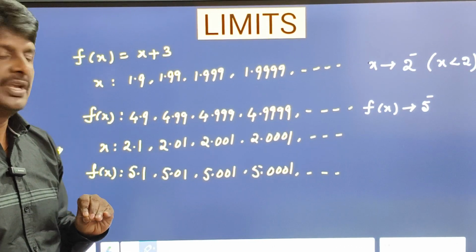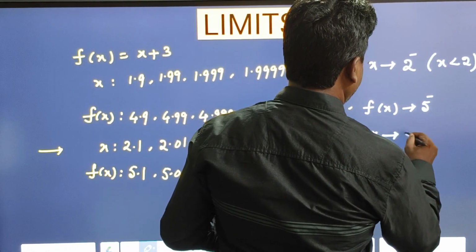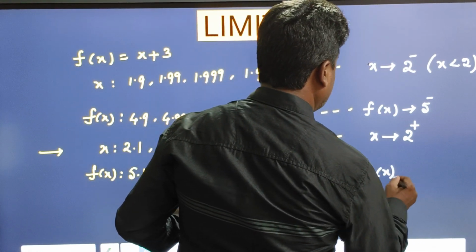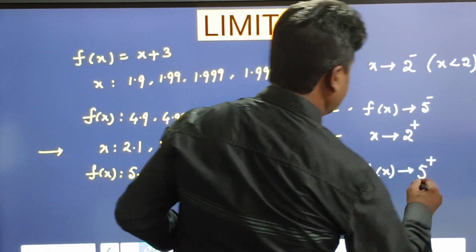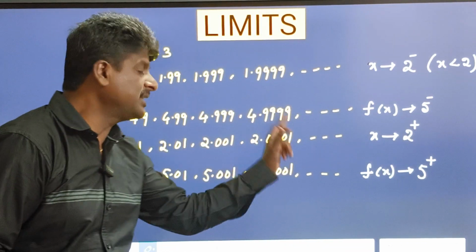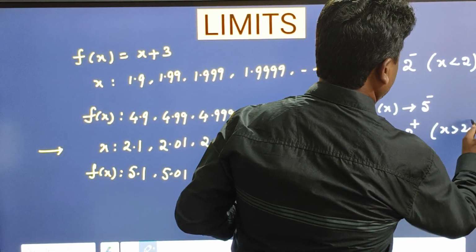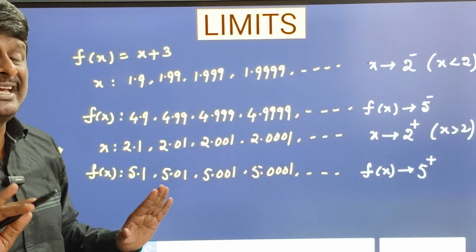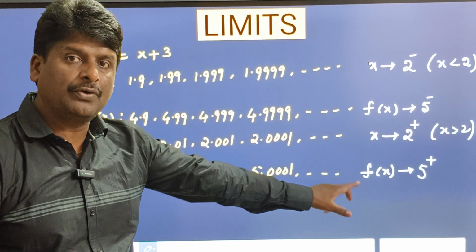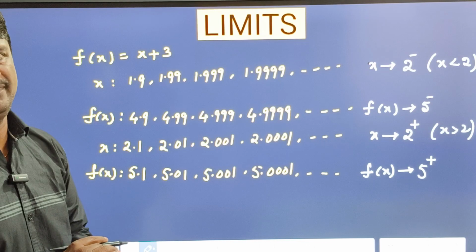Do observe that in the first sequence x values left to right are decreasing and they never be equal to 2, but they are approaching 2 from the right hand side of 2. In the second sequence they are approaching 5 from the right hand side. Each value of x is greater than 2, but never be equal to 2 at any stage. In the second sequence also, each value of f of x is greater than 5, never be equal to 5.